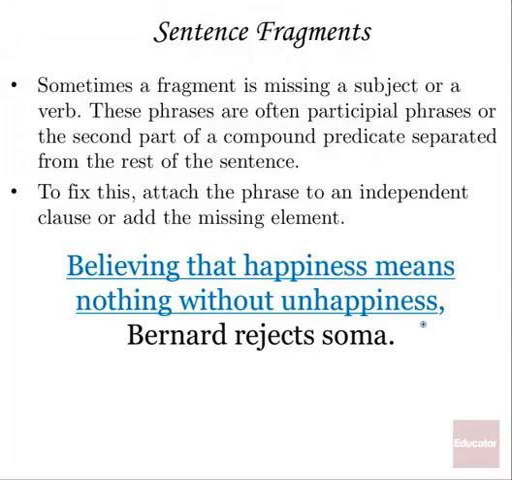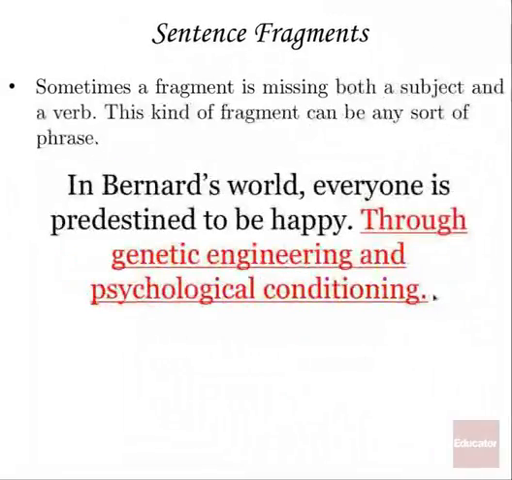So we could tack it onto this working sentence, "Bernard rejects soma," and say, "Believing that happiness means nothing without unhappiness, Bernard rejects soma." You could also change it to say something like, "Bernard believes that happiness means nothing without unhappiness." And then to avoid repetition, you would say in the next sentence, "He rejects soma." Either one would work perfectly well. We either add the missing element, add a subject, or we tack it on to an independent clause and make a bigger sentence.